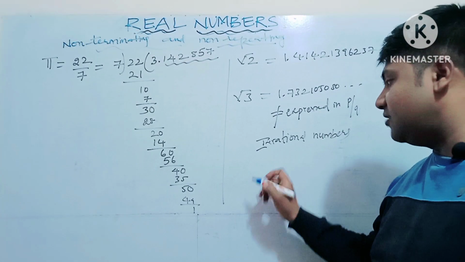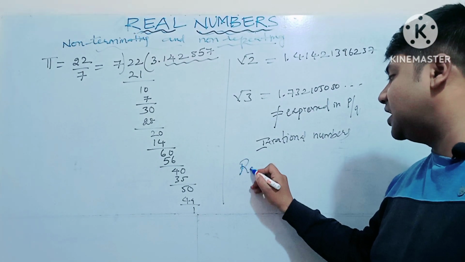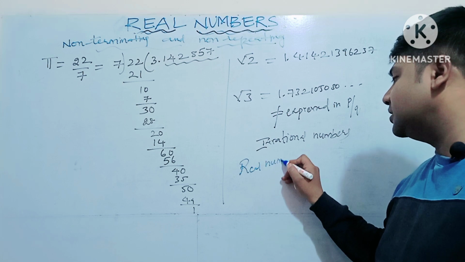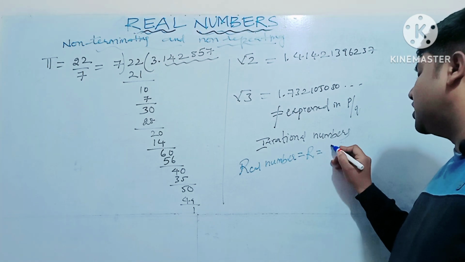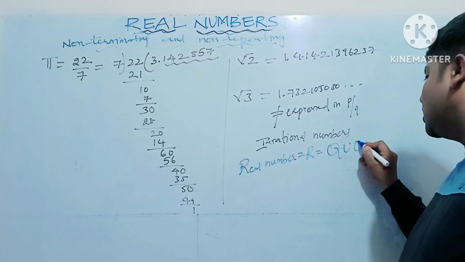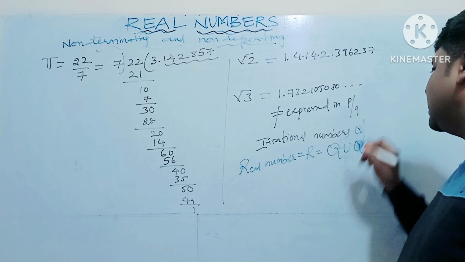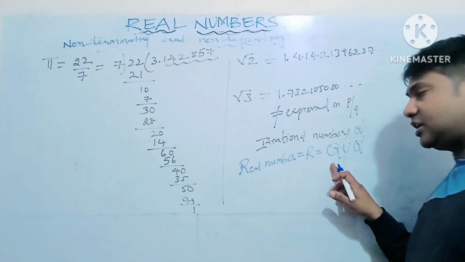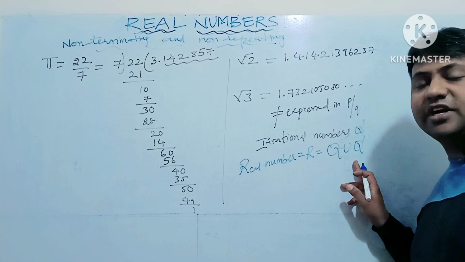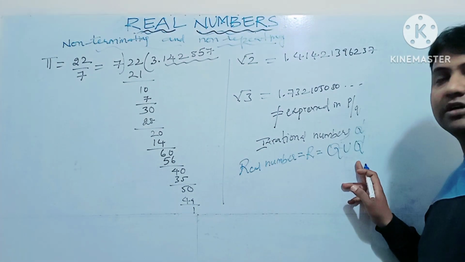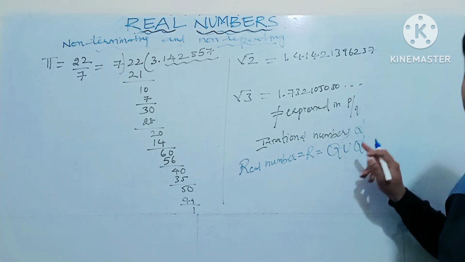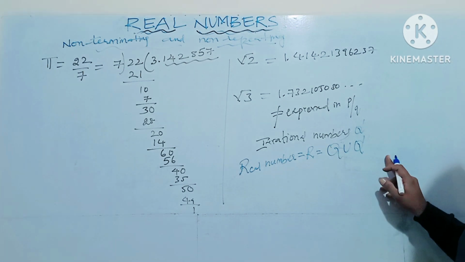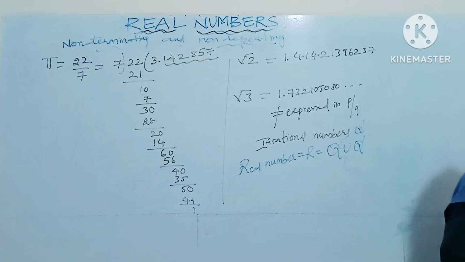And now I can define real numbers. Real numbers are denoted by R. It is the union of rational numbers and irrational numbers, where rational numbers are denoted by Q and Q dash is denoted for the irrational numbers. So what are real numbers? Denoted by R. It is a union of rational numbers and irrational numbers. Got it? Hope you have understood.